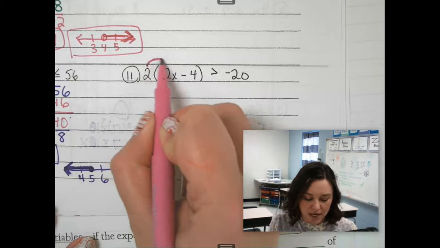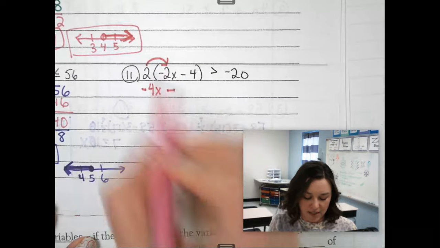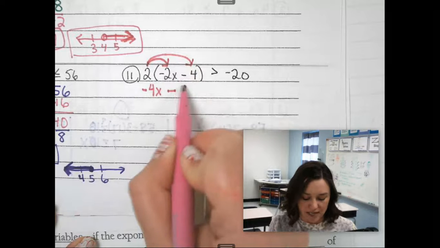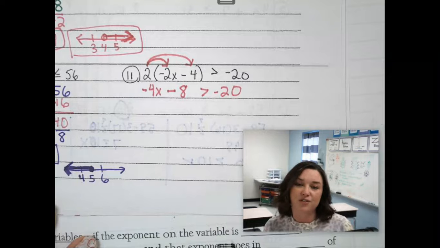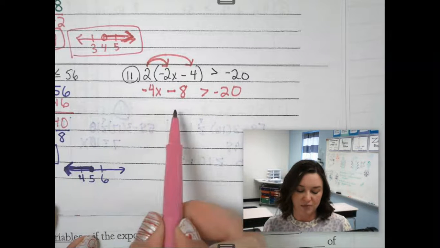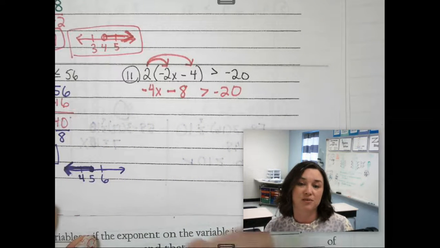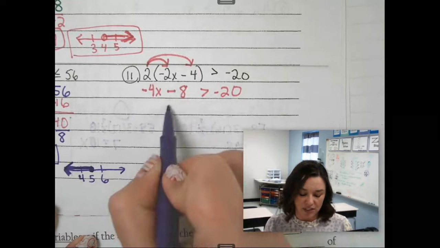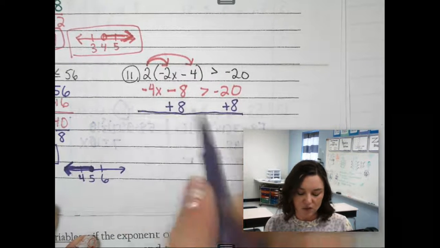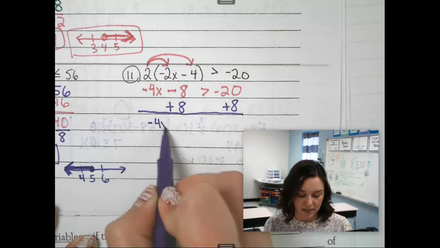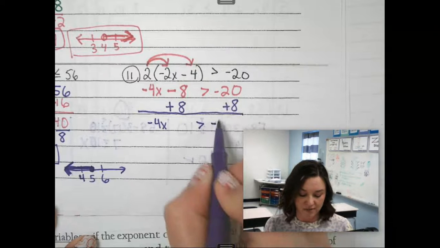So 2 times negative 2 is negative 4 with an x behind it. Bring down that minus sign, and 2 times 4 is 8. Copy everything else. Now it's a 2-step inequality. I've got multiplication and I've got subtraction. So I've got to get rid of that subtraction first because we're undoing the order of operations backwards. So the opposite of subtraction is addition. So I'm going to add 8 to both sides. So on the left-hand side, I've got negative 4x. The 8 cancels, is greater than negative 20 plus 8 is negative 12.